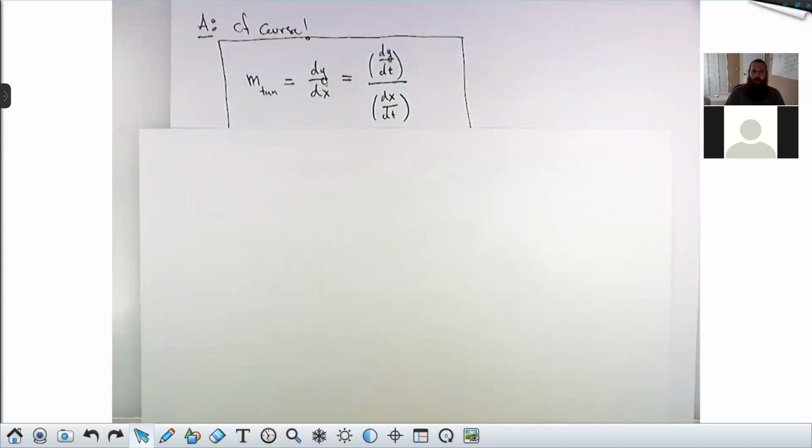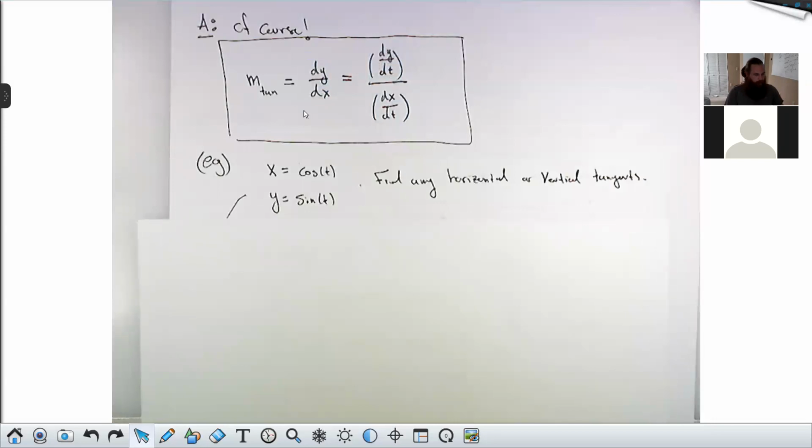So if you divide top and bottom by dt, mathematicians hate that because dt is a differential, not a number. It works great though. You really should think about it as limits, but in the end it works just fine. So dy dt over dx dt will be your dy dx.